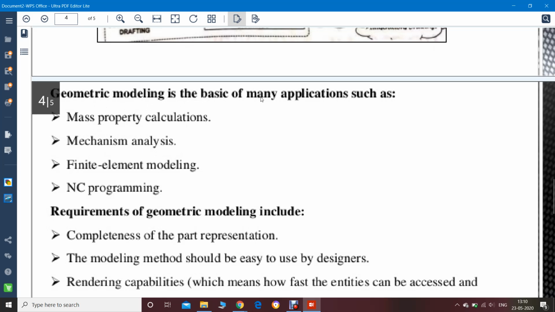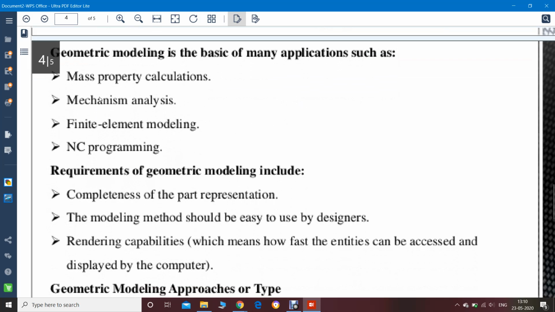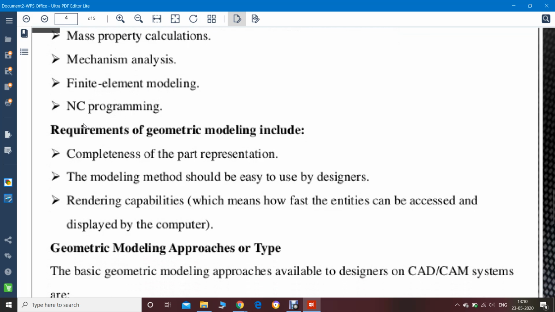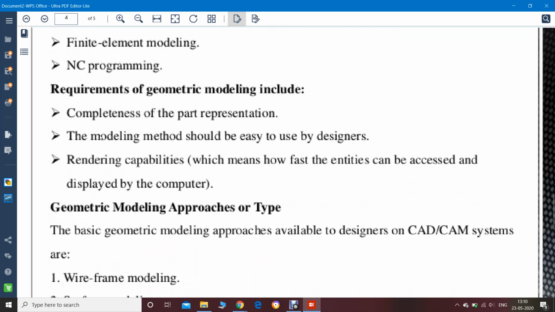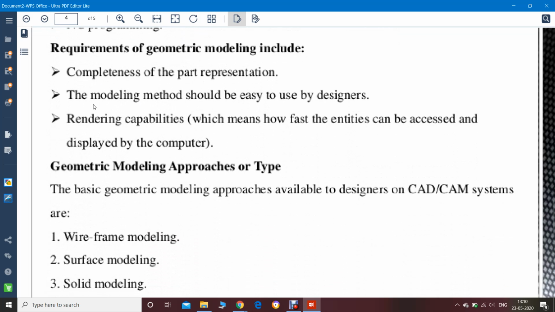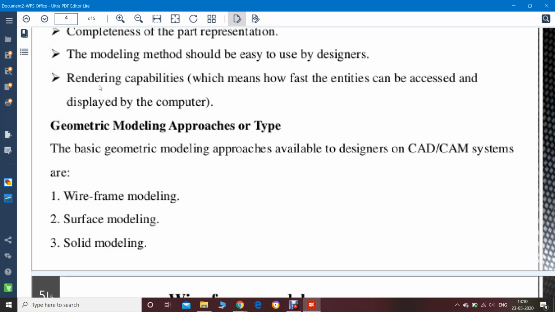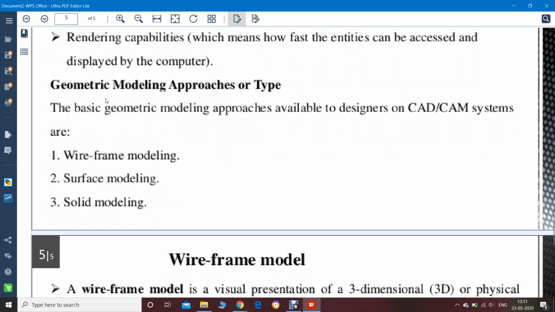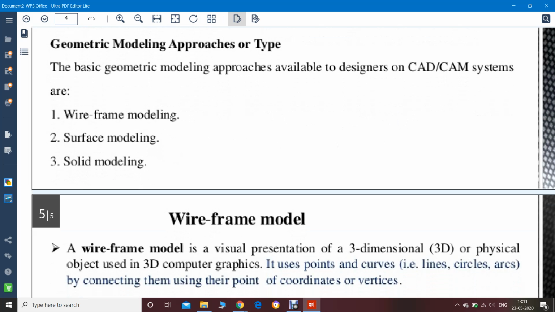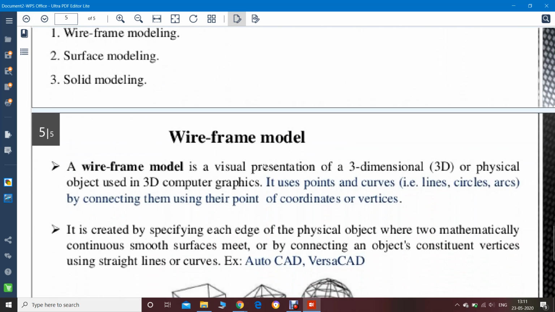Geometric modeling is the basis of applications such as mass property calculation, mechanism analysis, finite element modeling, and NC part programming. Requirements of geometric modeling include that the modeling method should be easy to use by the designer, and rendering capability, which means how fast entities can be accessed and displayed by the computer. Geometric modeling approaches or types. The basic geometric modeling approaches available to designers in CAD/CAM systems are wireframe modeling, surface modeling, and solid modeling.